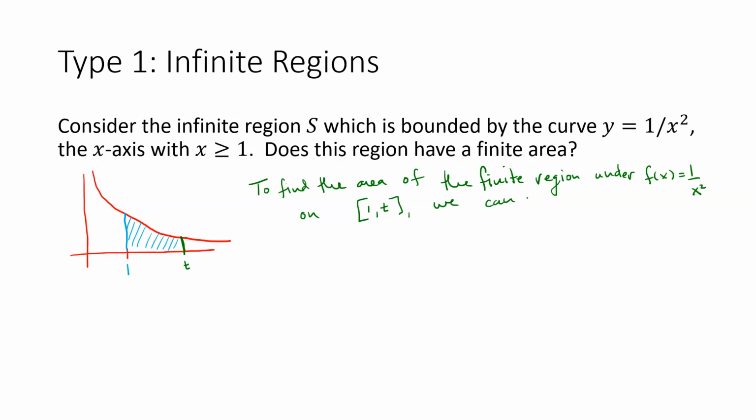we can find the integral from 1 to t of 1 over x squared. Essentially what we're doing here is getting the area of this finite region. We'll call this area A of t. And so this area will be a function of the variable t.